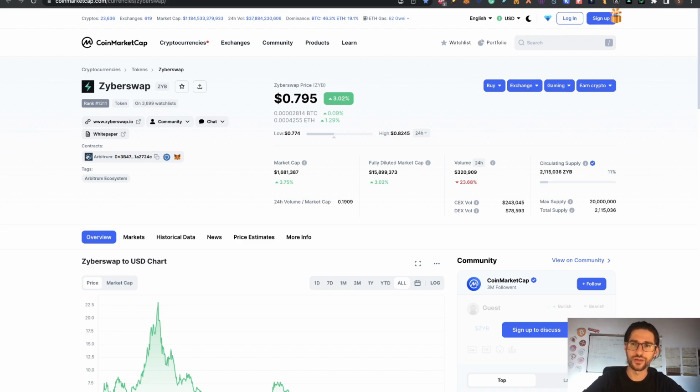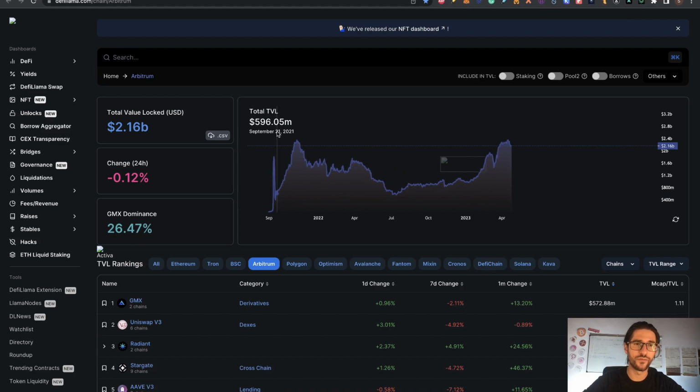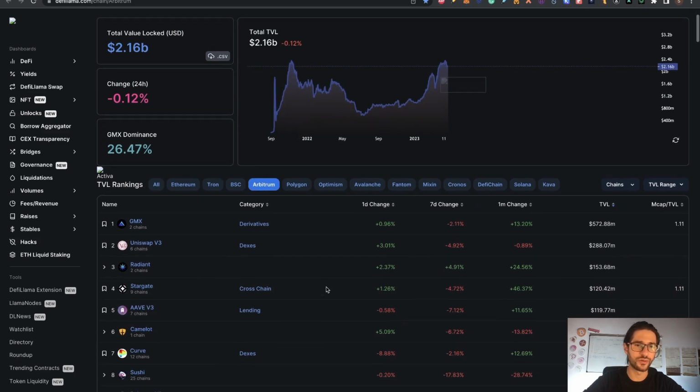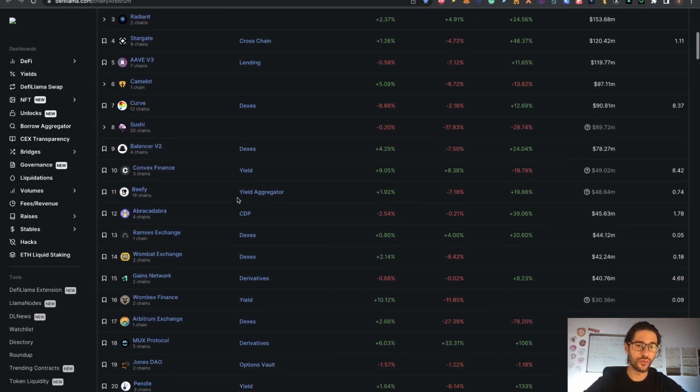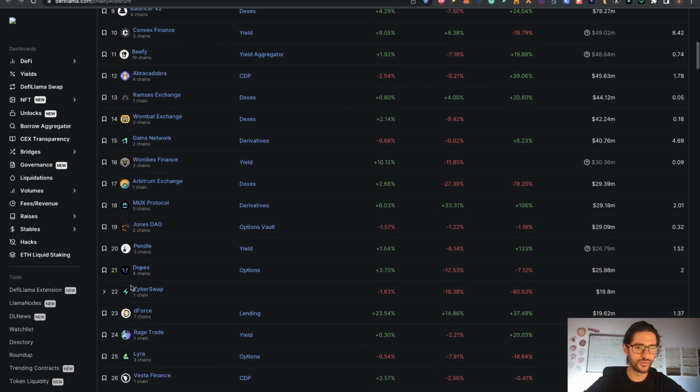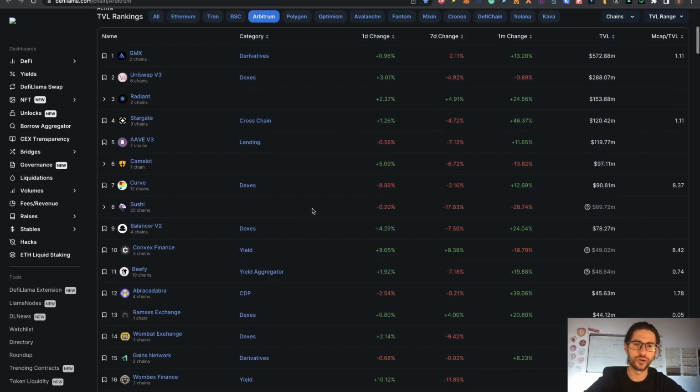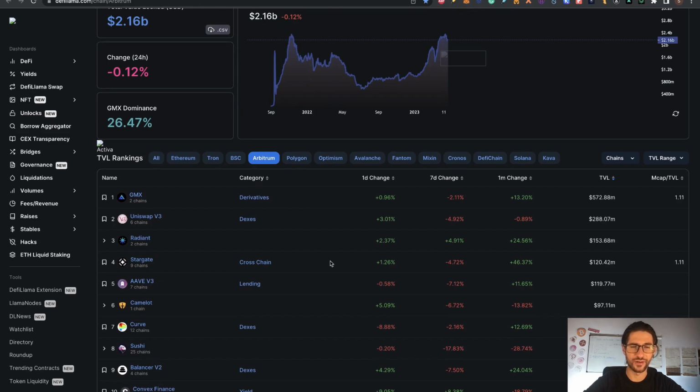And actually, at that moment, if you went to DeFi Llama and checked the Arbitrum ecosystem, ZyberSwap was at position 2, just behind GMX. This was like 1 or 2 months ago, a moment when nothing was happening in the ecosystem. And now you can see, if you go down here, that ZyberSwap is at position 22 with only $19 million in TVL. At some point, I think it was 270 million in TVL. So ZyberSwap did great.